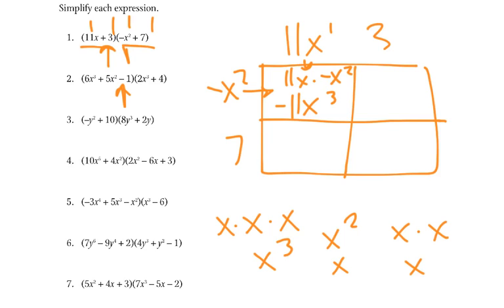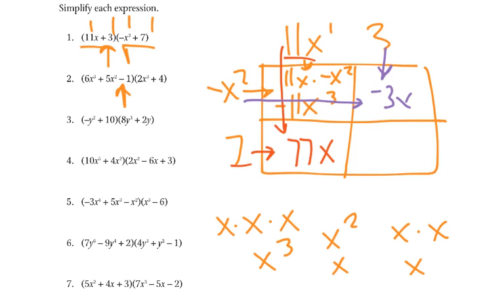Okay, then I multiply down here with this one. 11x times 7. 11 times 7 is 77. No other x's, so it just stays x. Then we multiply across here and down here. 3 times negative x squared is negative 3x squared. Variable doesn't change because we don't have any more variables. Then finally we multiply 3 and 7 to give ourselves 21.